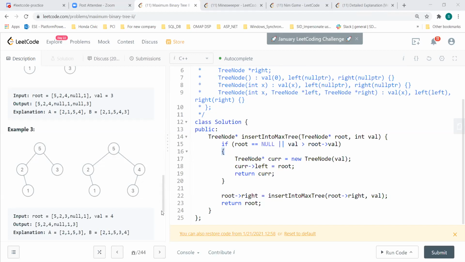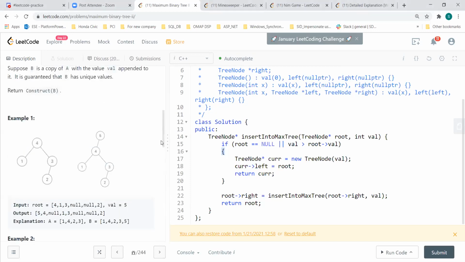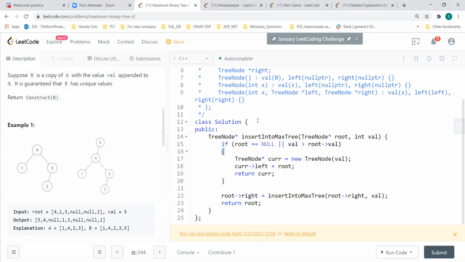Sure. So we append 5, right? In this case, this is much easier. If I draw this one, it is going to be 1, 4, 2, and 3, and then I append 5 to this one. So I know now this is my root, and this whole is going to be my left subtree, right? Oh, you do the in-order traversal? Yeah.